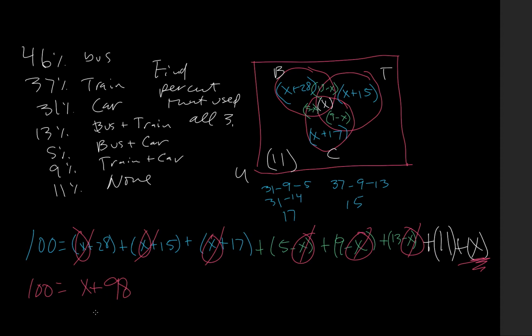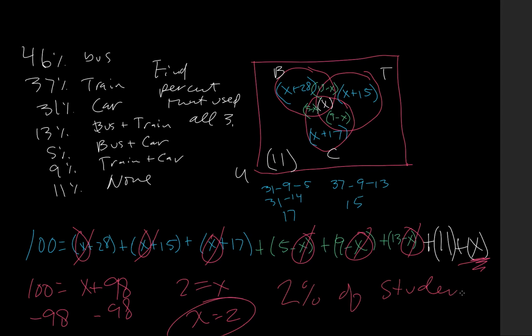Okay, do just a tiny bit of algebra here, and we see that 2 equals x, or x equals 2. And so we write our final sentence: 2% of students use all 3 modes of transportation.